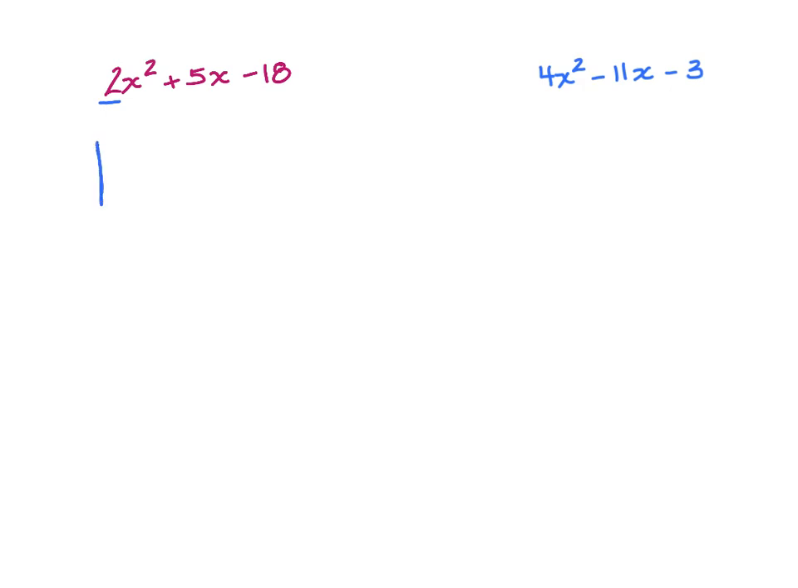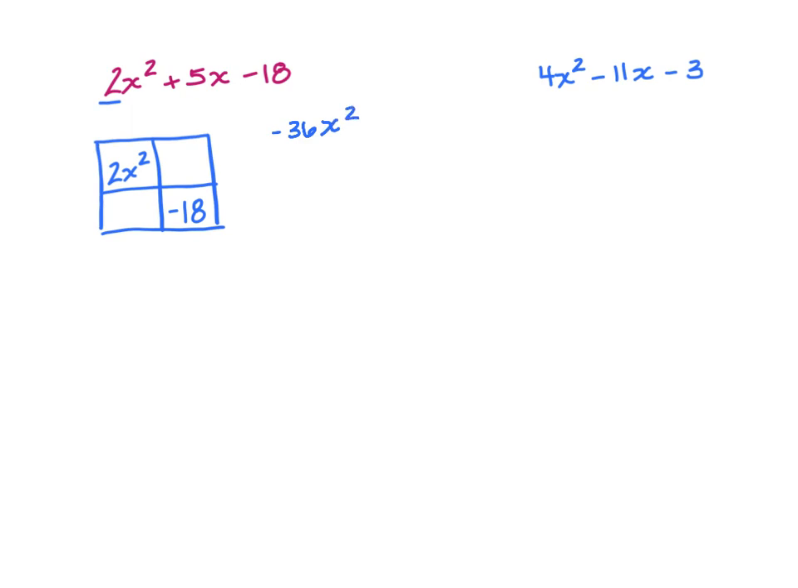So I'm going to make a larger square, and then I'm going to put a t in it to create 4 smaller squares. And then the first term, that 2x squared, is going to go top left, and the minus 18 is going to go bottom right. Then to figure out what to put in the other 2 squares, I'm going to multiply those 2 terms together. 2 times negative 18 is negative 36, and I'll have my x squared.